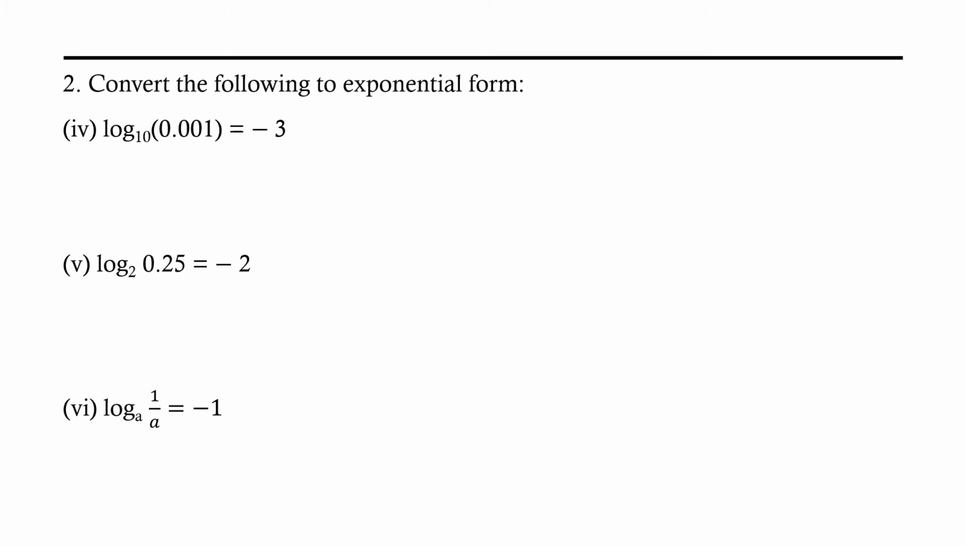Then the next one, log 0.001 to the base 10 equal to minus 3. So the exponential form is 10 raised to minus 3 is equal to 0.001. The next one, log 0.25 to the base 2 equal to minus 2. So the exponential form is 2 raised to minus 2 is equal to 0.25.